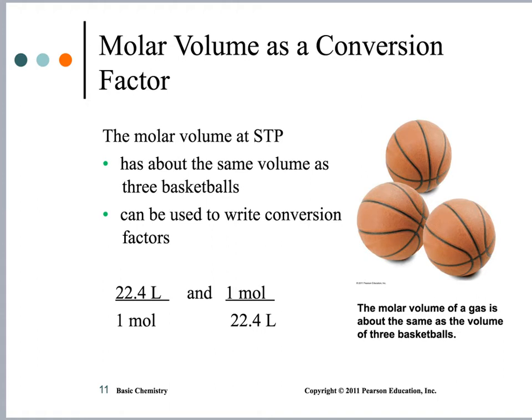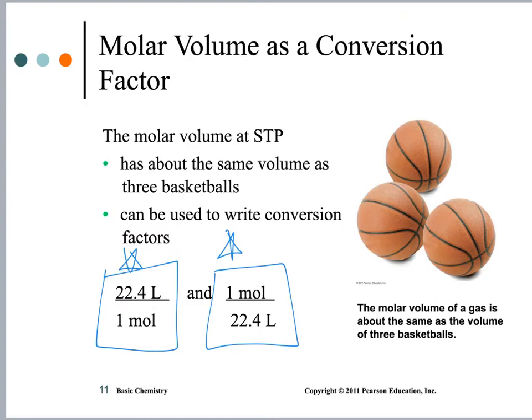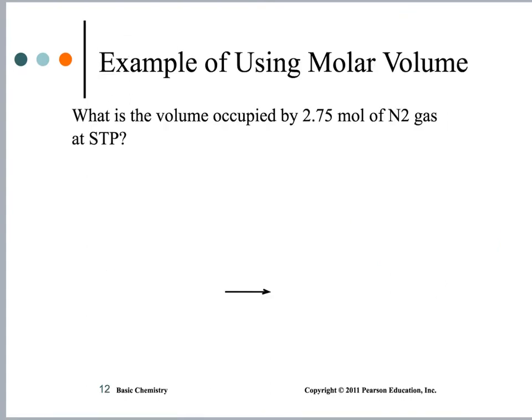If we did some basketballs here, the molar volume at STP has about the same volume as 3 basketballs. So we write the conversion factor. Oh, my gosh, we've already done this, Mr. Haight. Yes, everything always comes back to stuff we've already done. It's crazy.